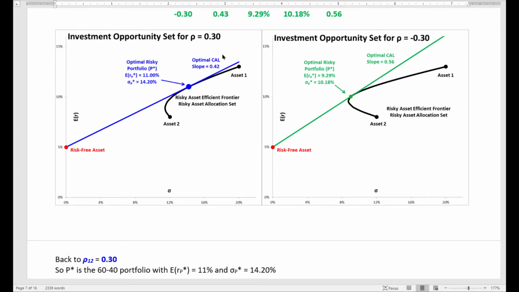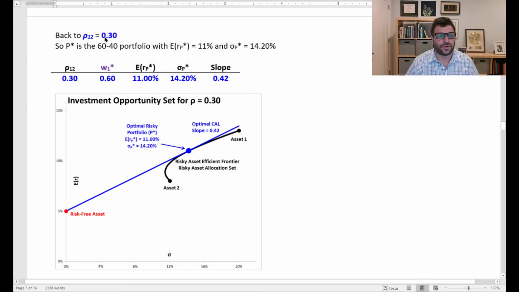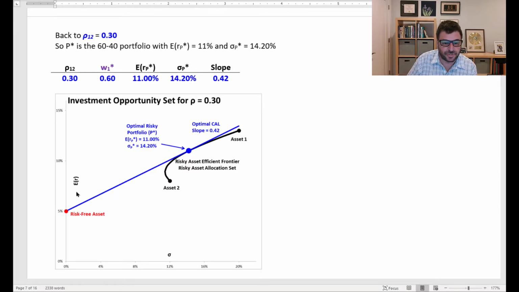We're just going to go back to assuming that the correlation coefficient is 30%. So our P star is the 60-40 portfolio, with expected return of P star at 11% and sigma P star at 14.20%. And so I'm at the 60-40 portfolio, 60% of my money in asset 1 and 40% in asset 2, and I have a slope of 0.42.